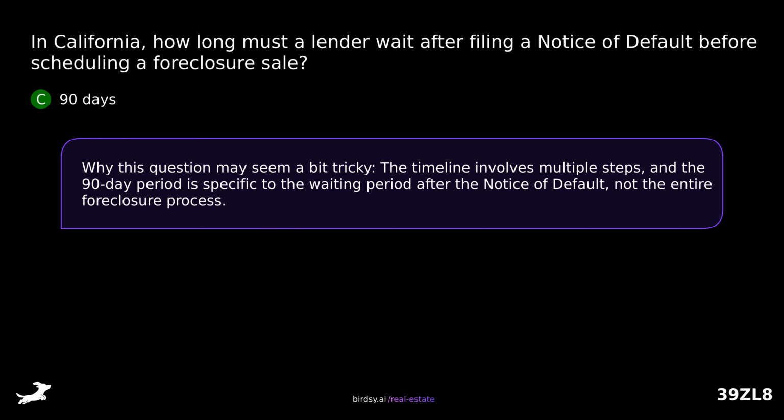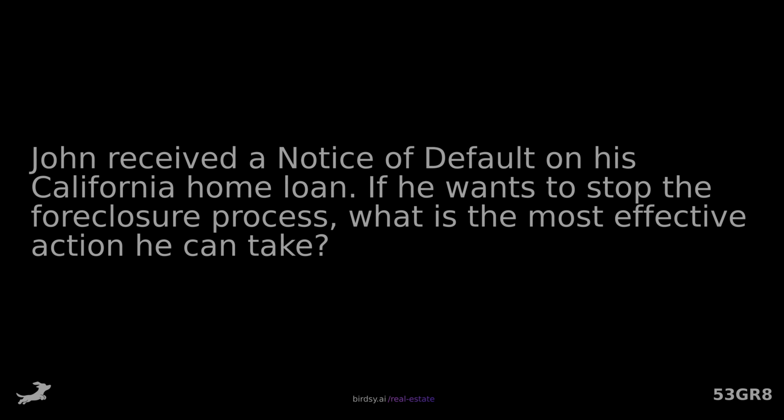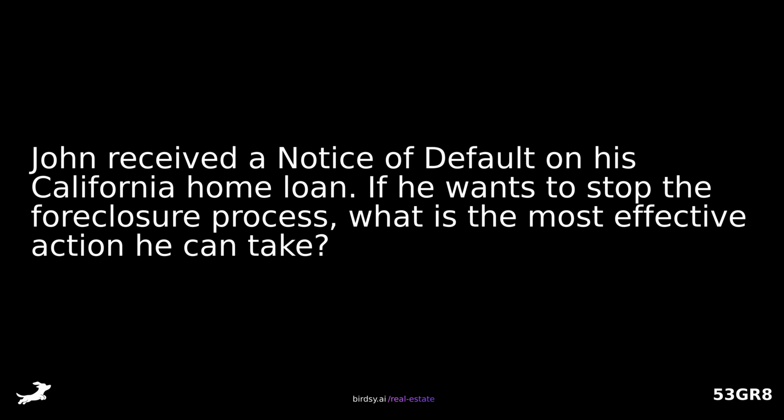Why this question may seem a bit tricky: the timeline involves multiple steps, and the 90-day period is specific to the waiting period after the notice of default, not the entire foreclosure process. John received a notice of default on his California home loan. If he wants to stop the foreclosure process, what is the most effective action he can take?